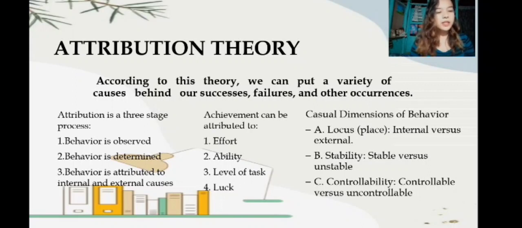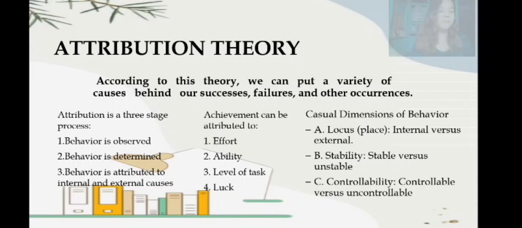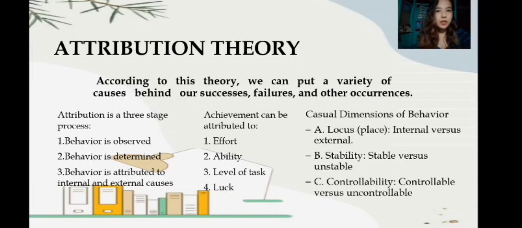So attribution is a three-stage process. First, behavior is observed. Second, behavior is determined. And third, behavior is attributed to internal and external causes. Next, achievement can be attributed to effort, ability, level of difficulty, and luck. There are three causal dimensions of behavior under this theory, namely locus, that is internal versus external, stability, that is stable versus unstable, and controllability, that is controllable versus uncontrollable.